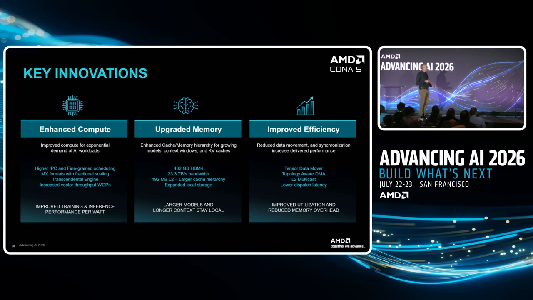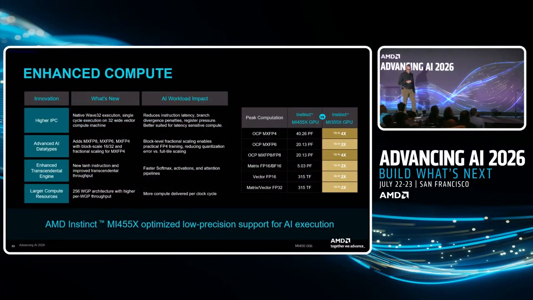So I want to click a little deeper now into a couple of key areas that we've focused our innovation on. And those come down to the compute and the memory, and then, like I said, extracting efficiency out of those systems for delivered workload performance. So let's start with the compute.